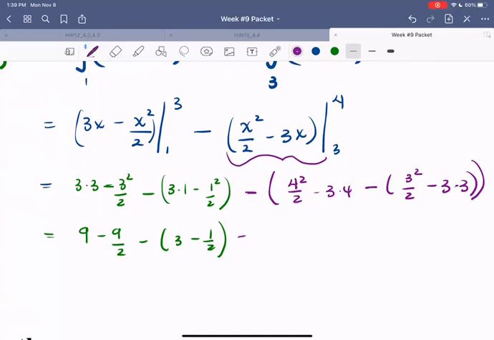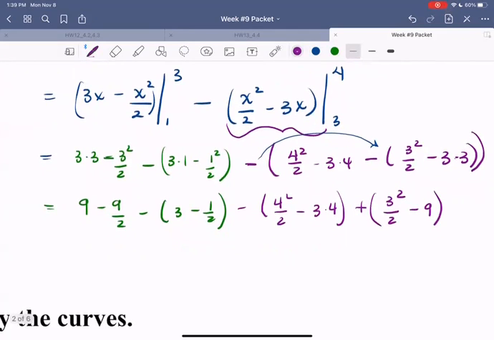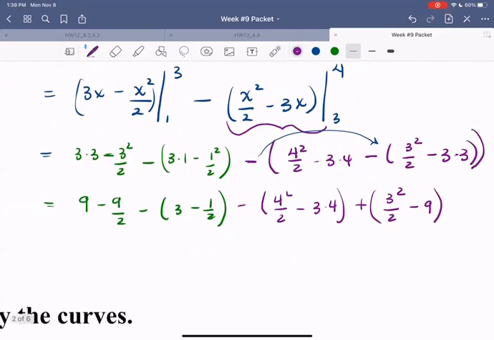So now notice that negative symbol comes in several places. First, I'm just going to bring it in here. So I'm going to get 4 squared over 2 minus 3 times 4 plus 3 squared over 2 minus 3 times 3, which is 9. All right, so we're doing a lot of arithmetic here, but nothing that you can't do. So let's continue to simplify.